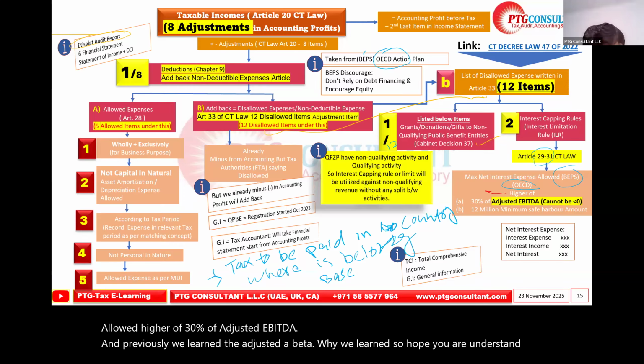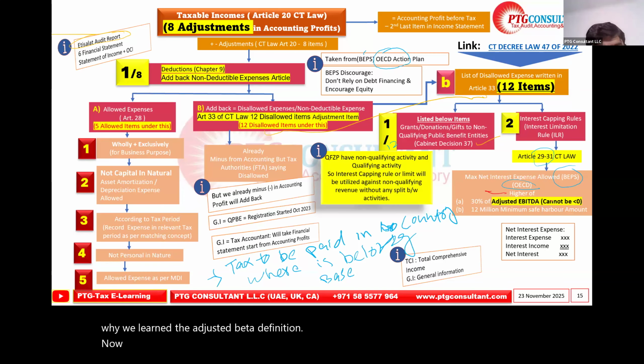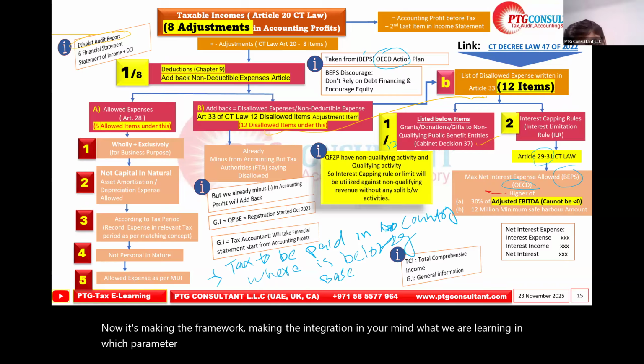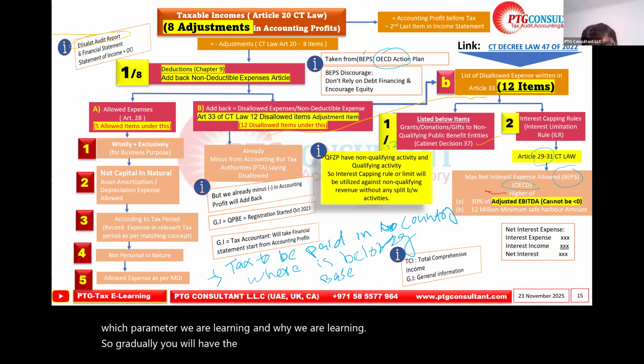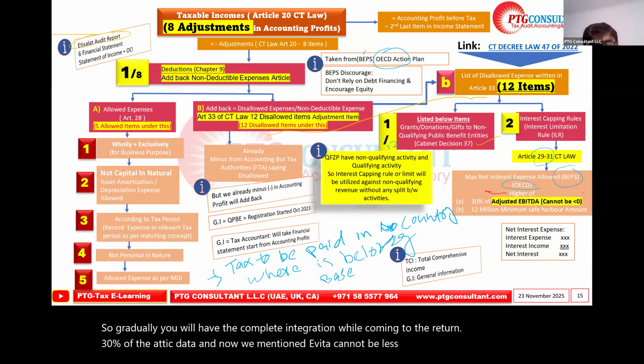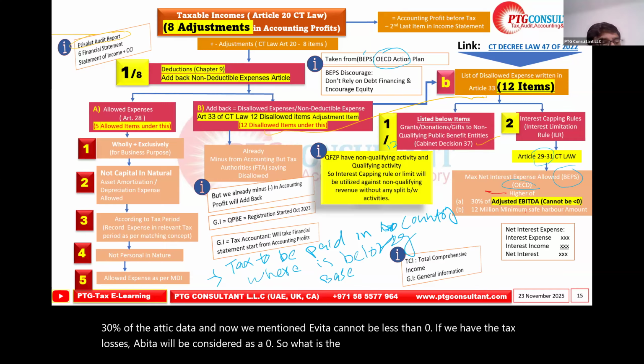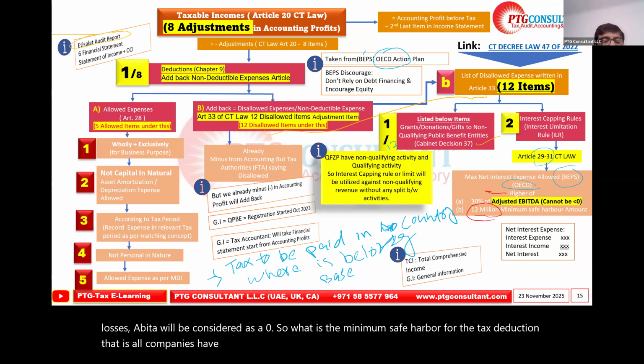Now it is making the framework, making the integration in your mind, what we are learning, in which parameter we are learning and why we are learning. So gradually you will have the complete integration while coming to the return. 30% of the adjusted EBITDA, and now we mentioned EBITDA cannot be less than zero. If we have tax losses, EBITDA will be considered as zero. So what is the minimum safe harbor for the tax deduction that all companies have? It is 12 million.